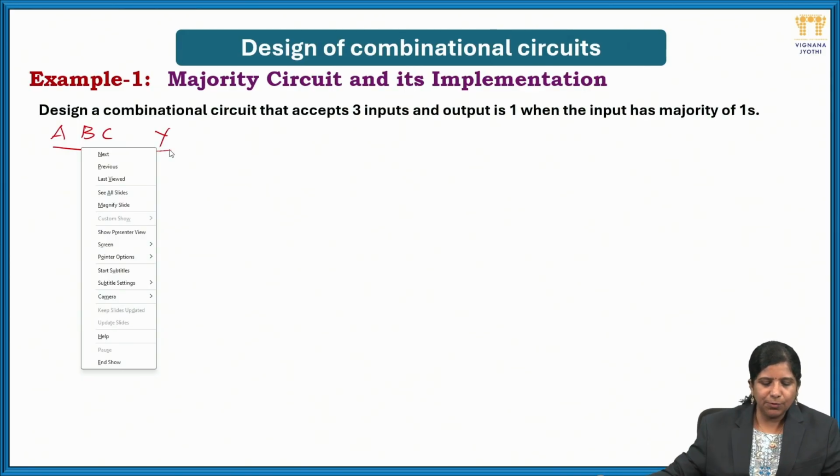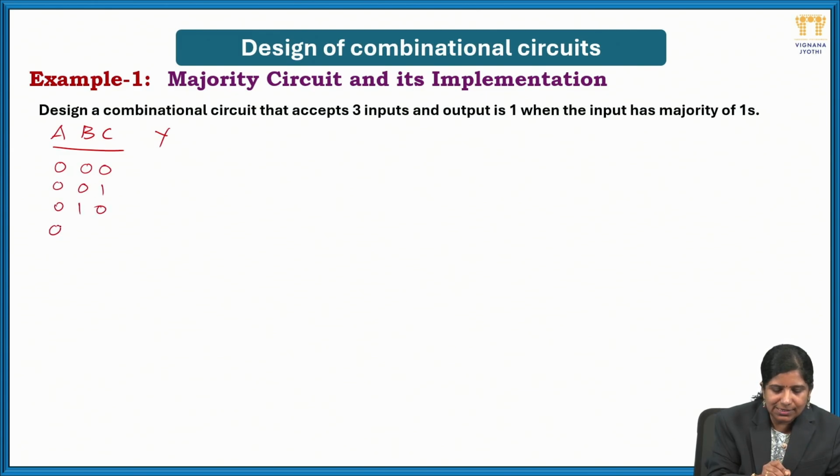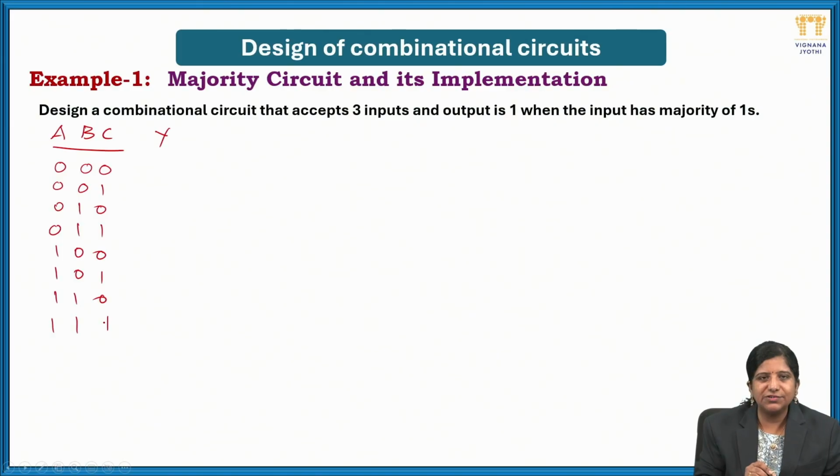Next, write down the input combinations here. What are the input combinations? You have 3 inputs, which means you have to write down a total of 8 combinations: 000, 001, 010, 011, 100, 101, 110, 111. So these are the 8 combinations you have to write. Now, in the statement it is clearly mentioned the output will be 1 if the input consists of more number of 1s, or the majority 1s.